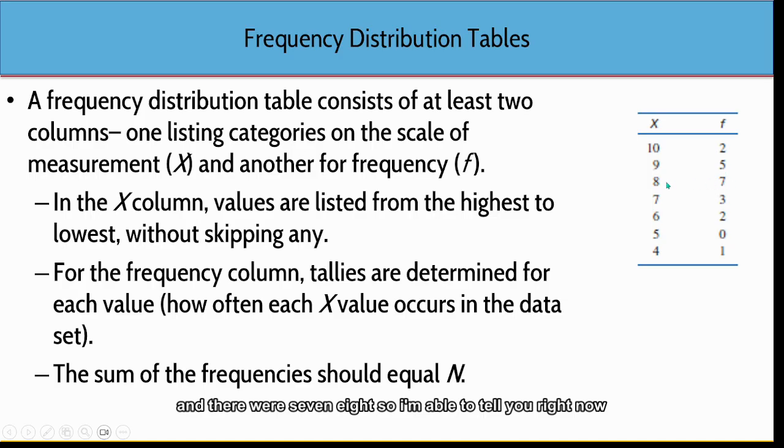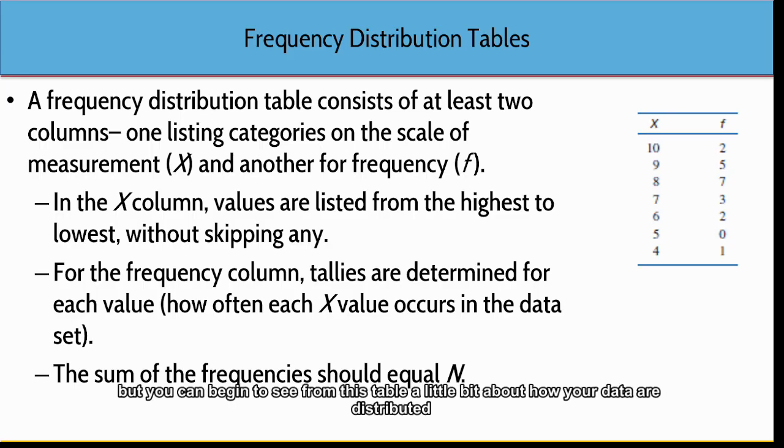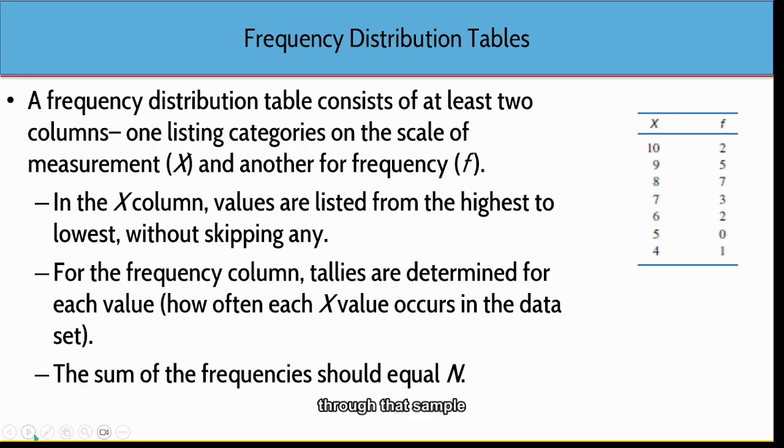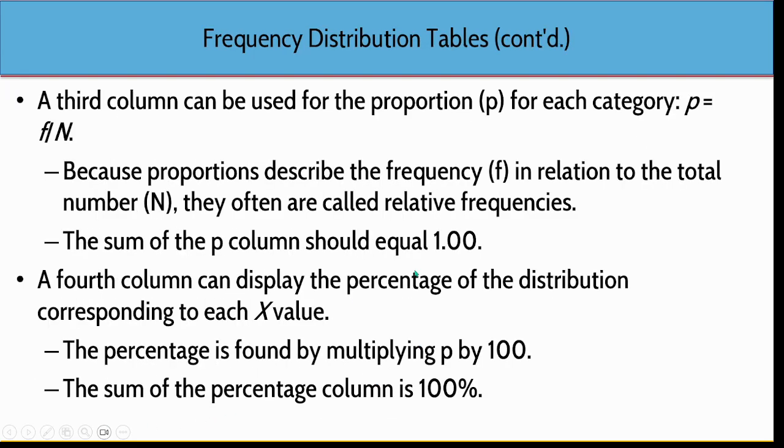So I'm able to tell you right now the mode of the data set. The mode would be 8, because it appears 7 times, and that's the most frequent appearance of a value, and that's what the mode is. We'll talk more about that when we get into descriptive statistics. But you can begin to see from this table a little bit about how your data are distributed through that sample. Now, we can add columns to a frequency distribution to talk more in depth about certain things.